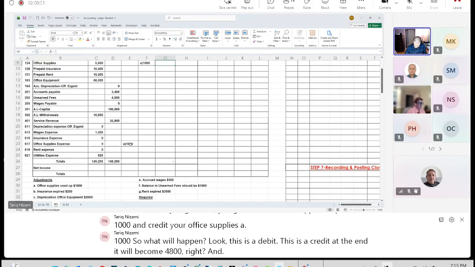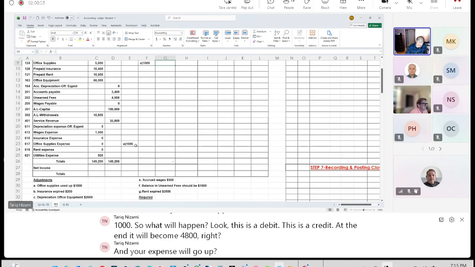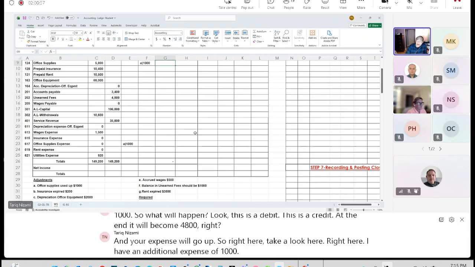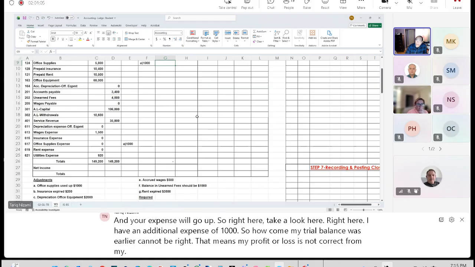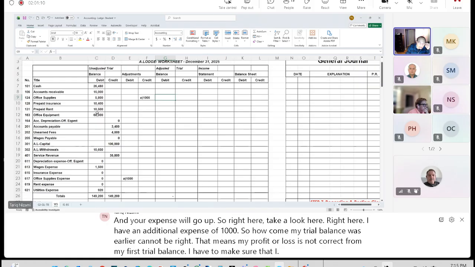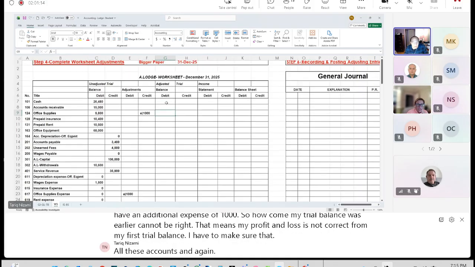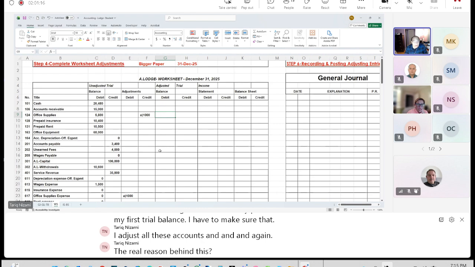And your expense will go up. So right here, take a look here. Right here, I have an additional expense of 1,000. So how come my trial balance earlier cannot be right? That means my profit or loss is not correct from my first trial balance. I have to make sure that I adjust all these accounts. And again, the real reason behind this is all about getting your profit or loss right.